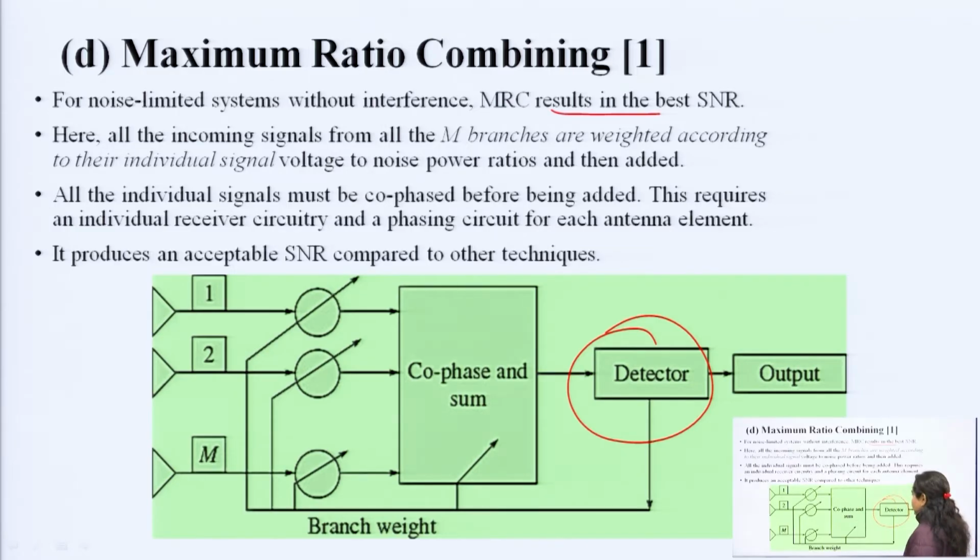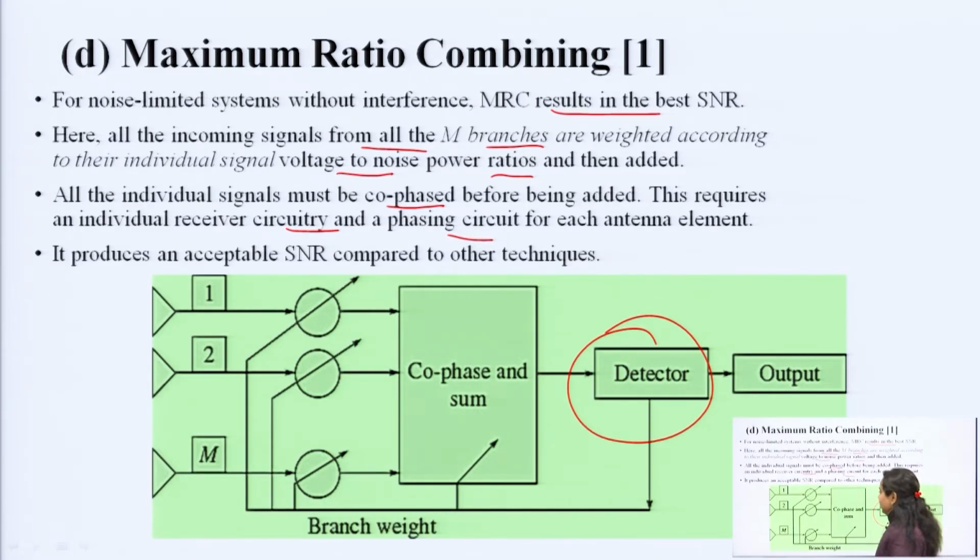But in maximum ratio combining, the values of these gains are controlled by this detector. Here all the incoming signals from all the m branches are weighted according to their individual signal voltage to noise ratio, and then these are added together. All the individual signals must be co-phased before being added. So, this requires an individual receiver circuitry and a phasing circuit for each antenna element.